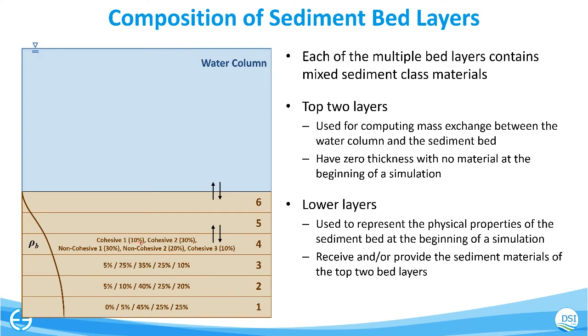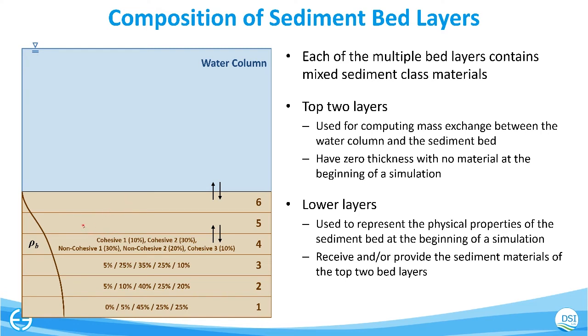And these percentages represent the fraction of materials of each class within this bed layer. The fraction of each material in each bed layer can vary in space, in the vertical direction and in the horizontal direction. So we can see there are different fraction distributions of the sediment materials. So what is the role of these sediment beds?